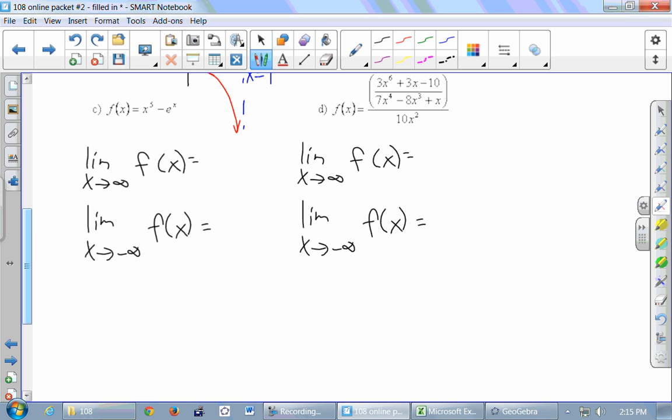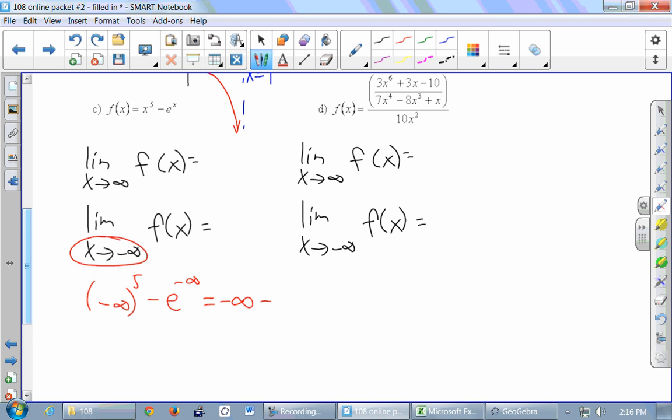Okay, let's do the second one first, x going to minus infinity. So basically we're looking at minus infinity to the 5th, minus e to the minus infinity. Minus infinity to the 5th is just minus infinity, right? Infinity times infinity times infinity. It's going to be infinity, but it's an odd number of negatives, so the whole thing is negative. Then there's a minus sign.